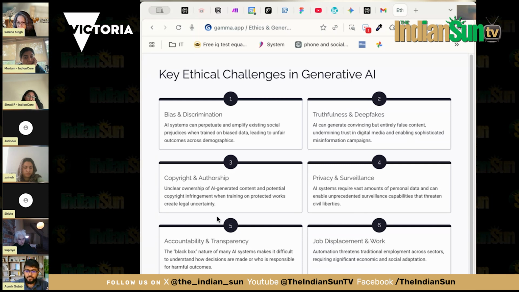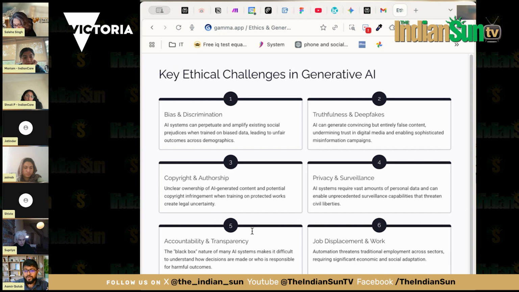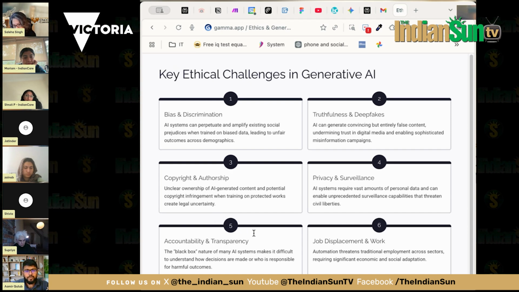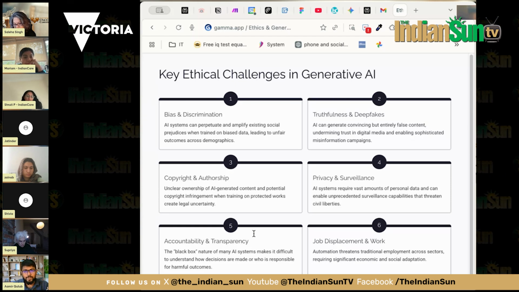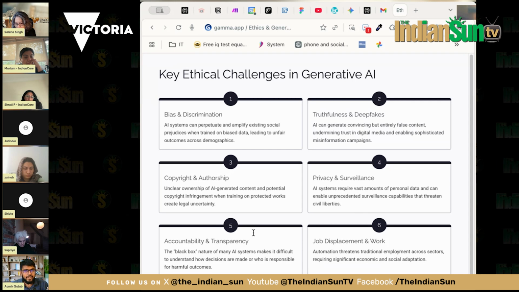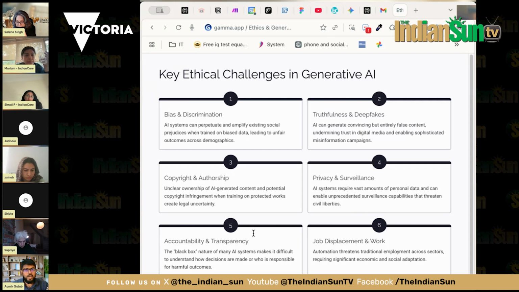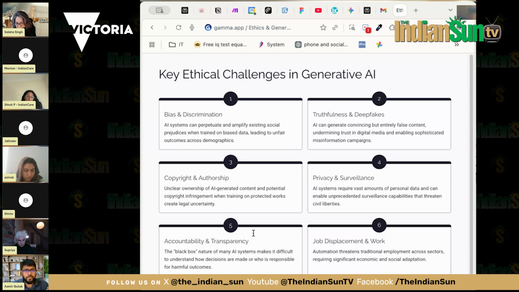Finally, the key thing is also accountability and transparency. The challenge with accountability and transparency is, right now you ask a question to AI, it gives you an answer but doesn't give you the source. It doesn't tell you why it's right, why it's wrong, how confident it is. It's just giving you an answer that is there to please you.